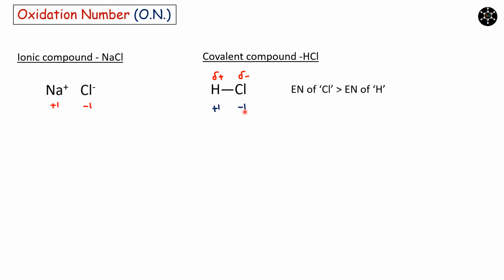This is what we call oxidation number, meaning whatever the covalent bond we see, we imagine that covalent bond to be completely ionic in nature and assign the charges on them based on the electronegativity. Those are called oxidation numbers in covalent compounds. Few more examples. Let us consider a CHF3 molecule and a hydrogen molecule.